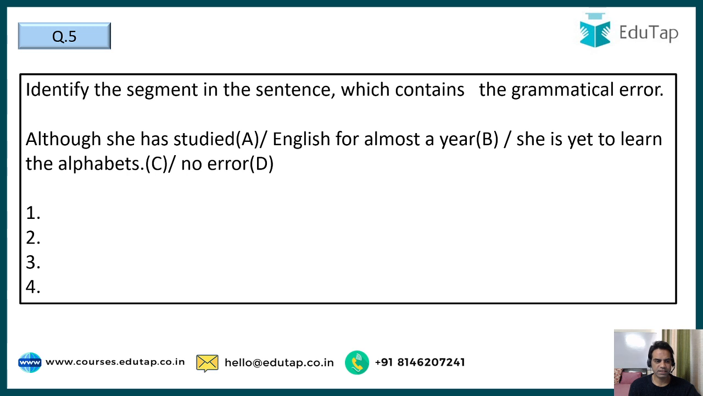Moving on to the next question guys. Although she has studied English for almost a year, she is yet to learn the alphabets. Now again a question based on nouns. Guys, there is no such word as alphabets. Alphabets basically means different languages, but when you are talking about ABCD, ABCD are letters, not alphabets. So it should be alphabet. Although she has studied English for almost a year, she is yet to learn the alphabet, not alphabets. So that is the correct replacement here. So correct option is option number C.